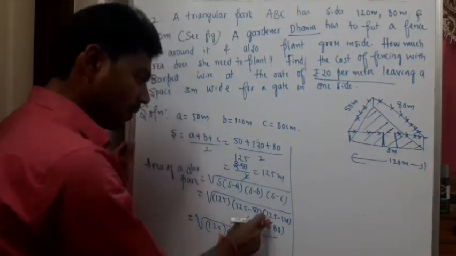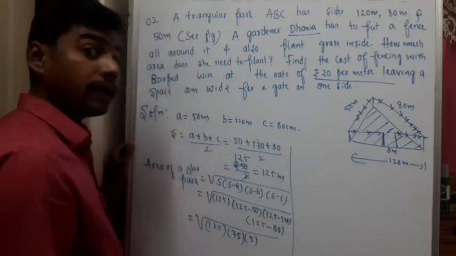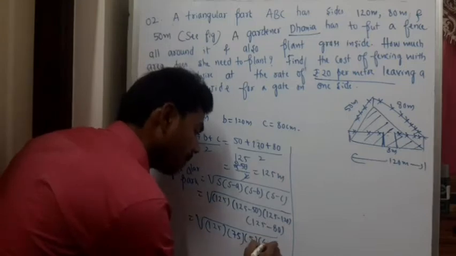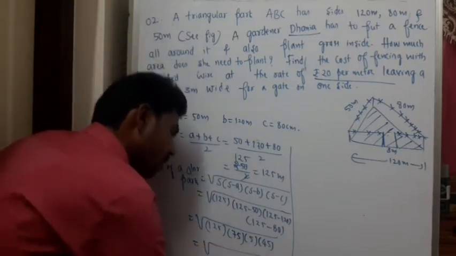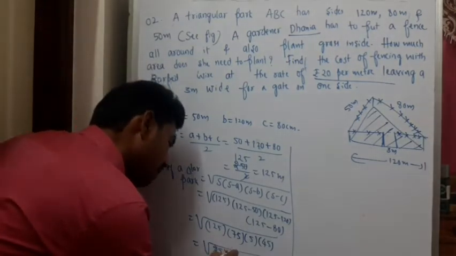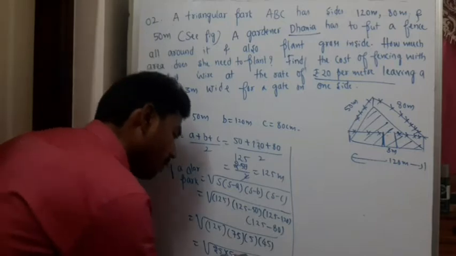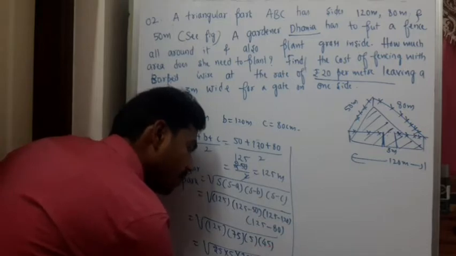Next, 125 minus 120 is nothing but 5. Next, 125 minus 80 is nothing but 45. Next, this 125 can be written as 25 into 5. 75 can be written as 25 into 3 into 5. This can be written as 9 into 5.